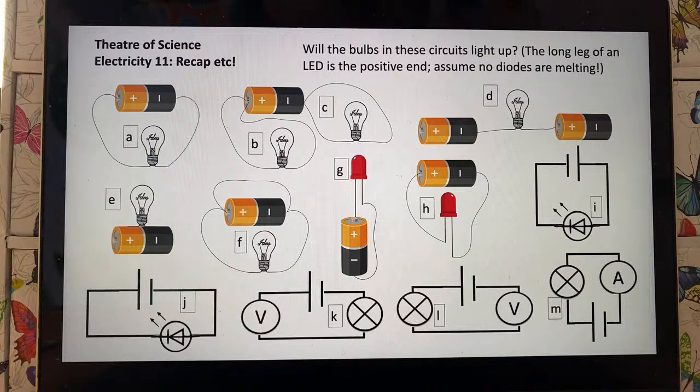Okay, let's go through them. Number one, or A, wire connected to either side of the cell with a bulb in the middle. Yeah, that's totally fine, isn't it?